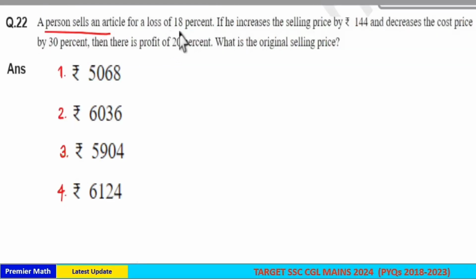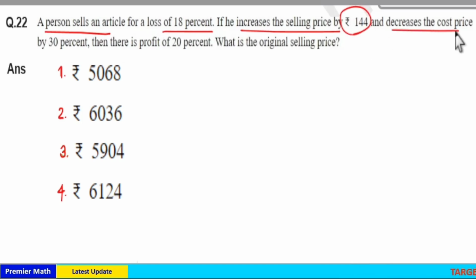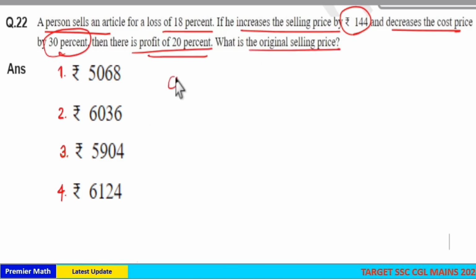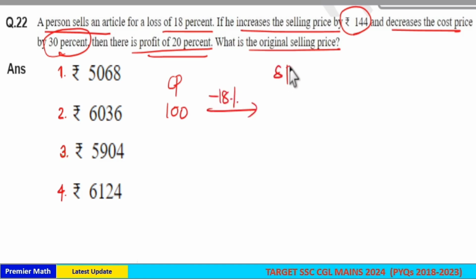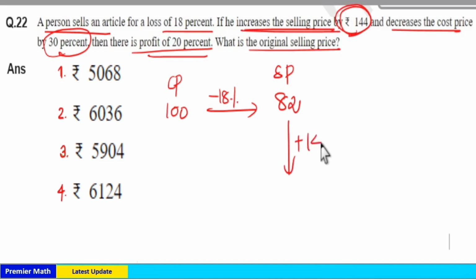A person sells an article for a loss of 18%. If he increases the selling price by rupees 144 and decreases the cost price by 30%, then there is a profit of 20%. What is the original selling price? Consider cost price as 100 rupees or 100 part. Now, he sold it at a loss of 18%, means selling price here is 100 minus 18, 82 part. If he increases the selling price by 144 rupees, here don't add this 144 rupees to this 82 part.